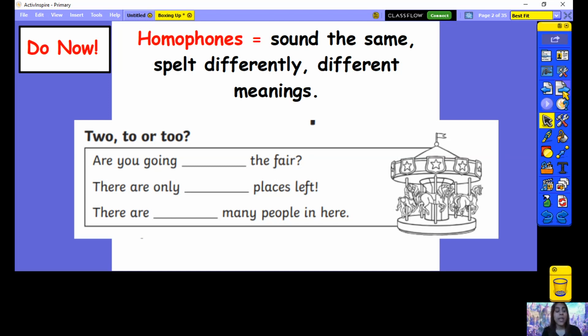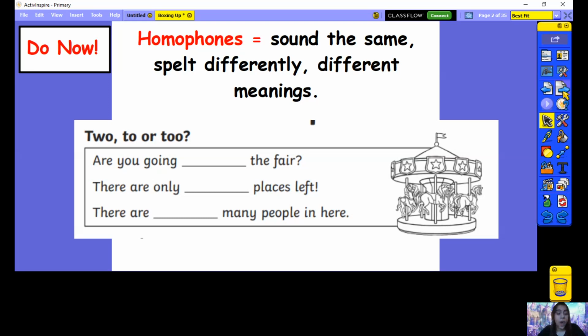So for the first one, we are going to look at the homophone 'to'. So if 'two' is spelled with a W, it means the number 2. If 'to' has 1 O, it means you're going to a place. And if 'too' has 2 O's, it means too much of something. So write 1, 2, 3. And I will read the sentence out for you, and you just write which kind you would go for. So, number 1, are you going to the fair?